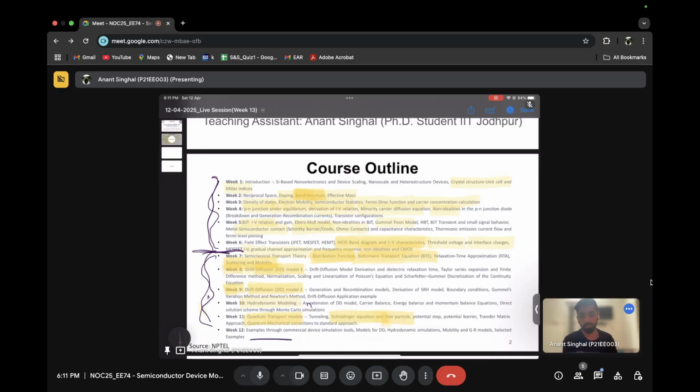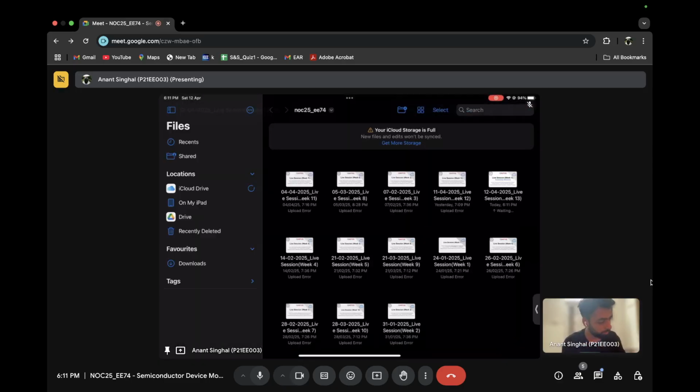The flow should be clear now, that this is how it happens, and this is how real world devices look. Is this summary clear? Then we can go to the week by week important questions. Is it fine? Okay, let's see.